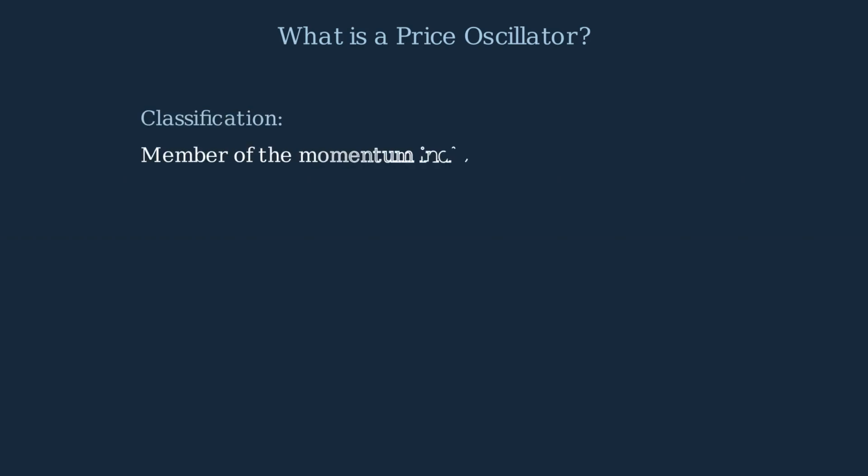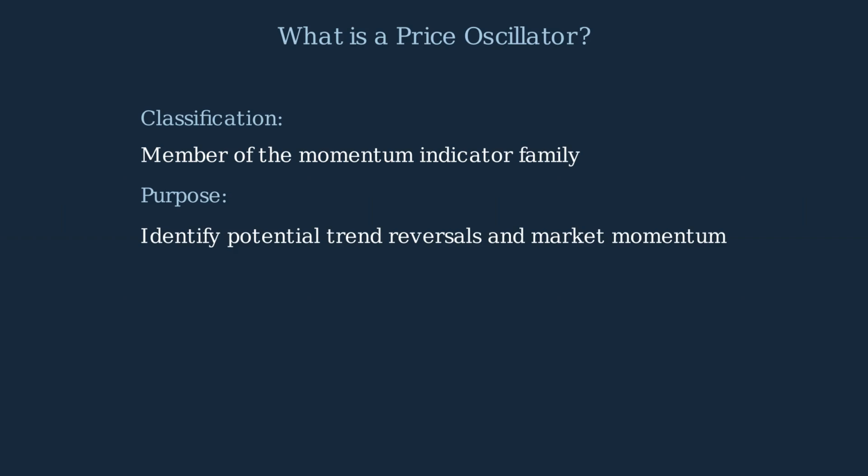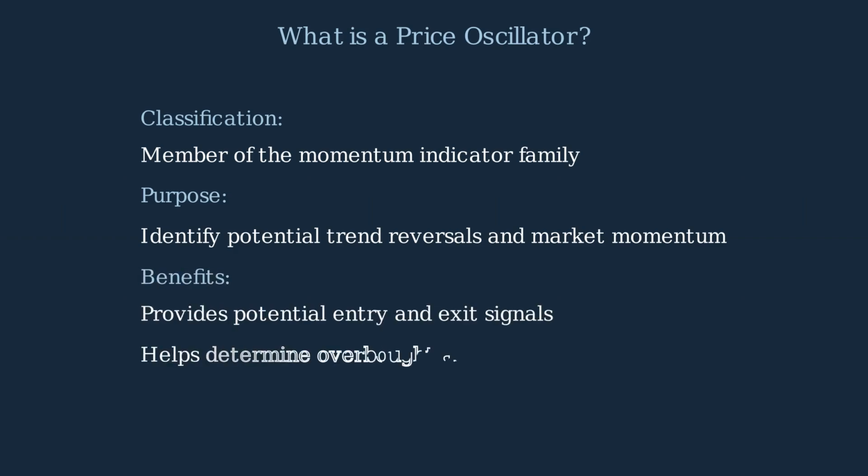Price oscillators belong to the family of momentum indicators used by traders. Their primary purpose is to help identify potential trend reversals and gauge market momentum. They provide valuable trading signals, helping traders determine when a security is overbought or oversold, and offering potential entry and exit points.